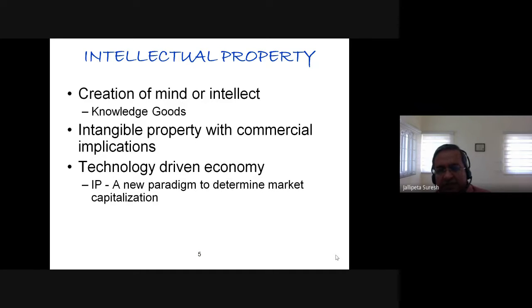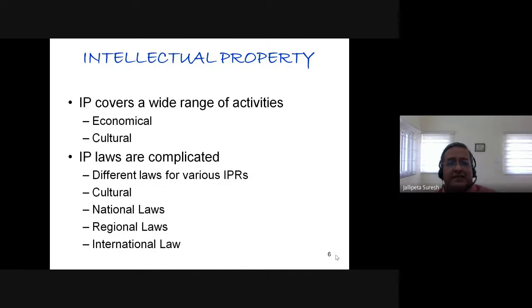We encounter this every day in our lives in different forms. Sometimes we may fail to recognize, sometimes we recognize and leave it, and very rarely we recognize and tap the potential of the intellectual property right. Okay. So intellectual property covers a wide range of activities, be it economical, cultural.